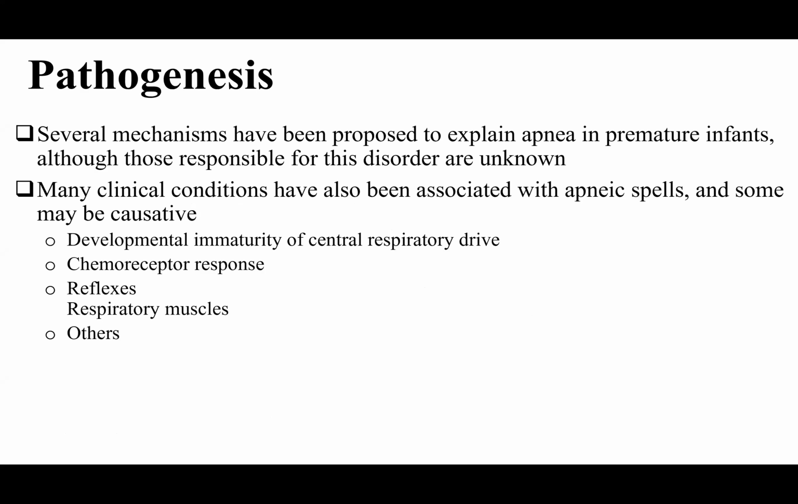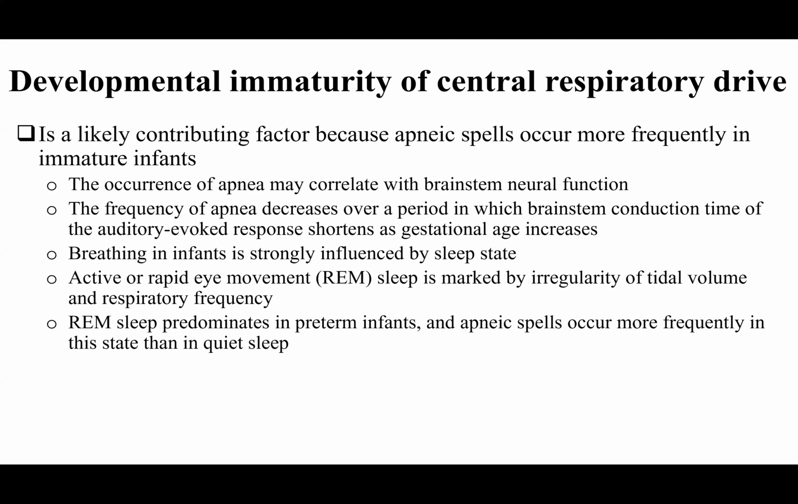Now, with the pathogenesis, the explanations of apnea of prematurity are very wide, and simply it is unknown because there are many clinical conditions contributing to it. But broadly, we can say it is because of the immaturity of the respiratory drive. Also, the problem with the peripheral receptors, and it might be due to reflex, and it might be due to respiratory muscles, and there are other contributing factors. So I would say the biggest share of the factors is the immaturity of the respiratory drive.